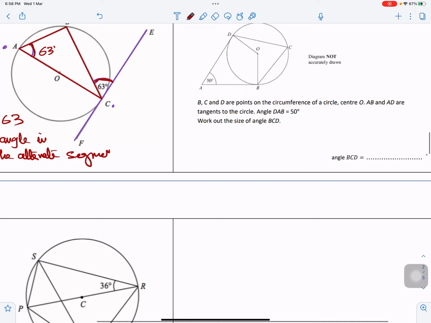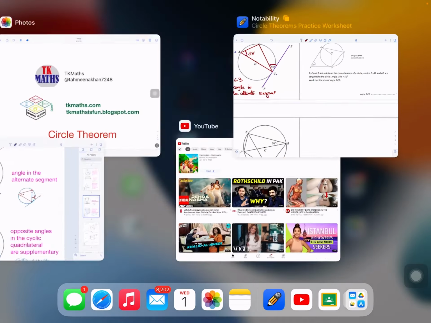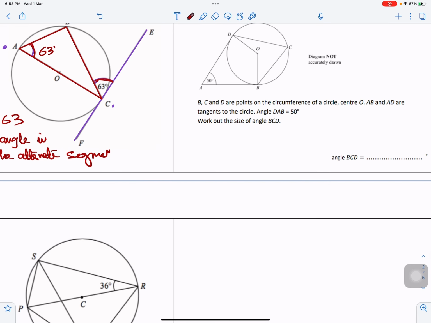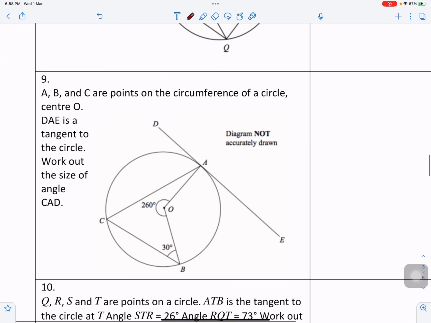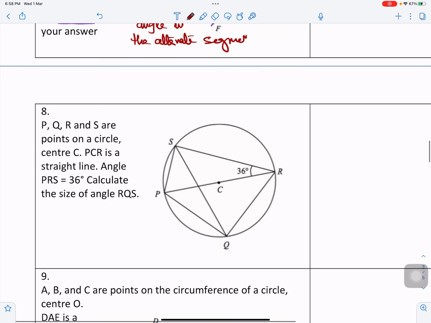This is the same type of question I've done before. So let's do this one and then we will finish it. Okay. Calculate the size of the angle RQS. RQS means this angle I have to calculate. This is a good question. So what comes to your mind? How can you find it?